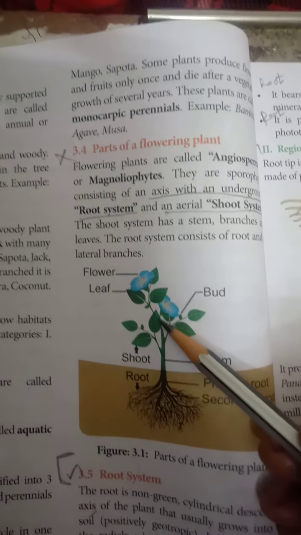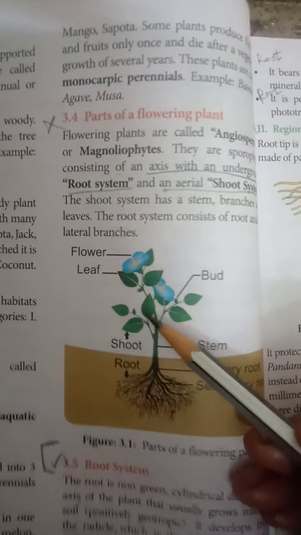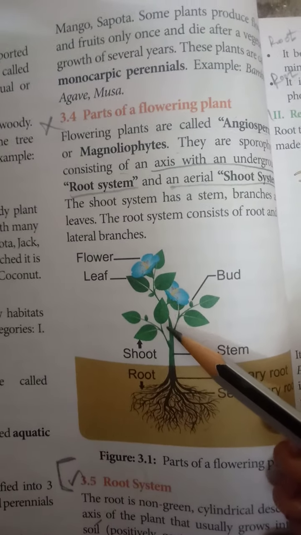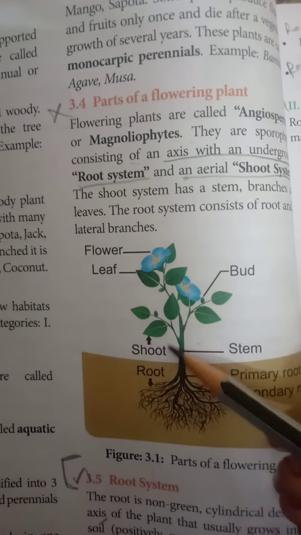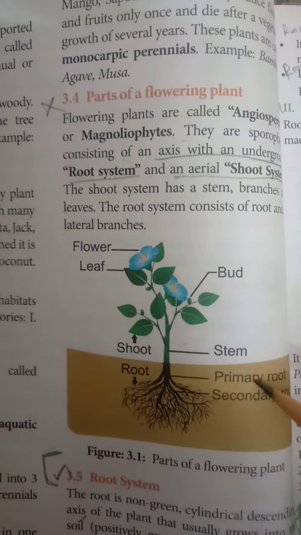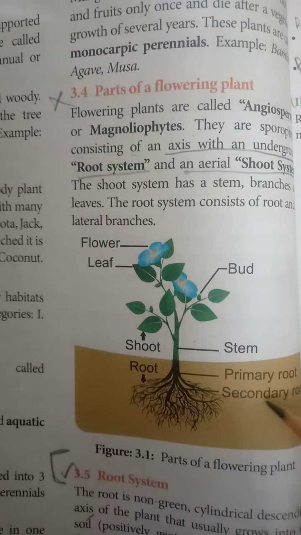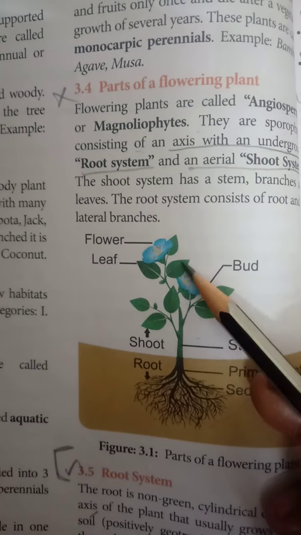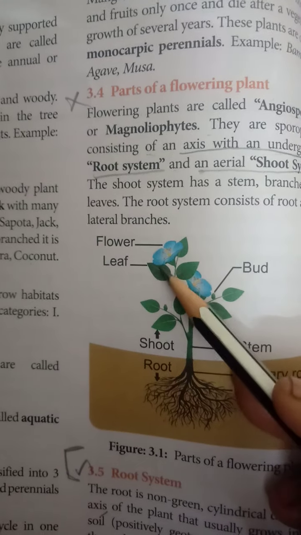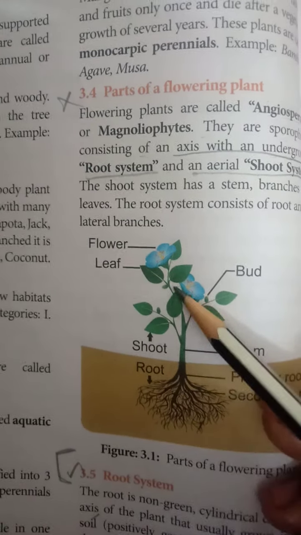The part that arises above, the aerial part, is called the shoot system. This is the root system. This is the root. This is the primary root. This is the secondary root. This is the shoot system. This is the stem. This is the bud. This is the leaf. This is the flower.